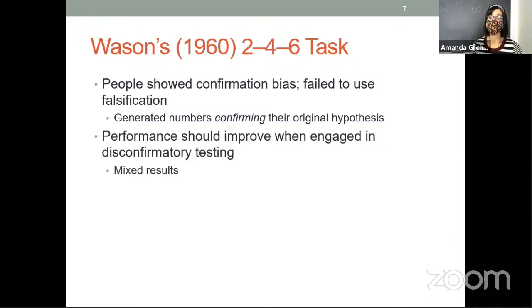So performance should actually improve. You would think that performance should improve when people have to engage in falsification. So people have actually tried the Wason task with directions to actually pick a sequence that disconfirms their hypothesis. So even when people are engaged and are basically told to engage in falsification, the results of how well this works is mixed. We seek to confirm. Seeking to falsify seems to not really occur to us, even when we're encouraged to.